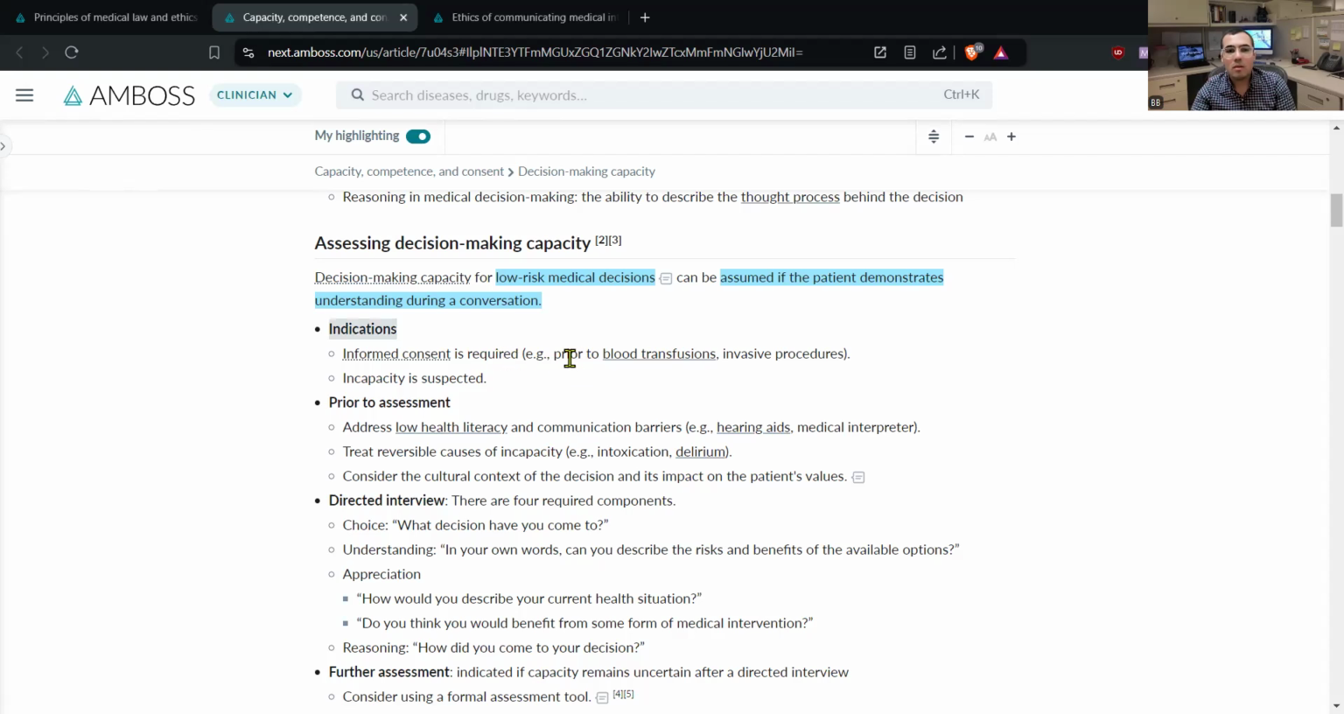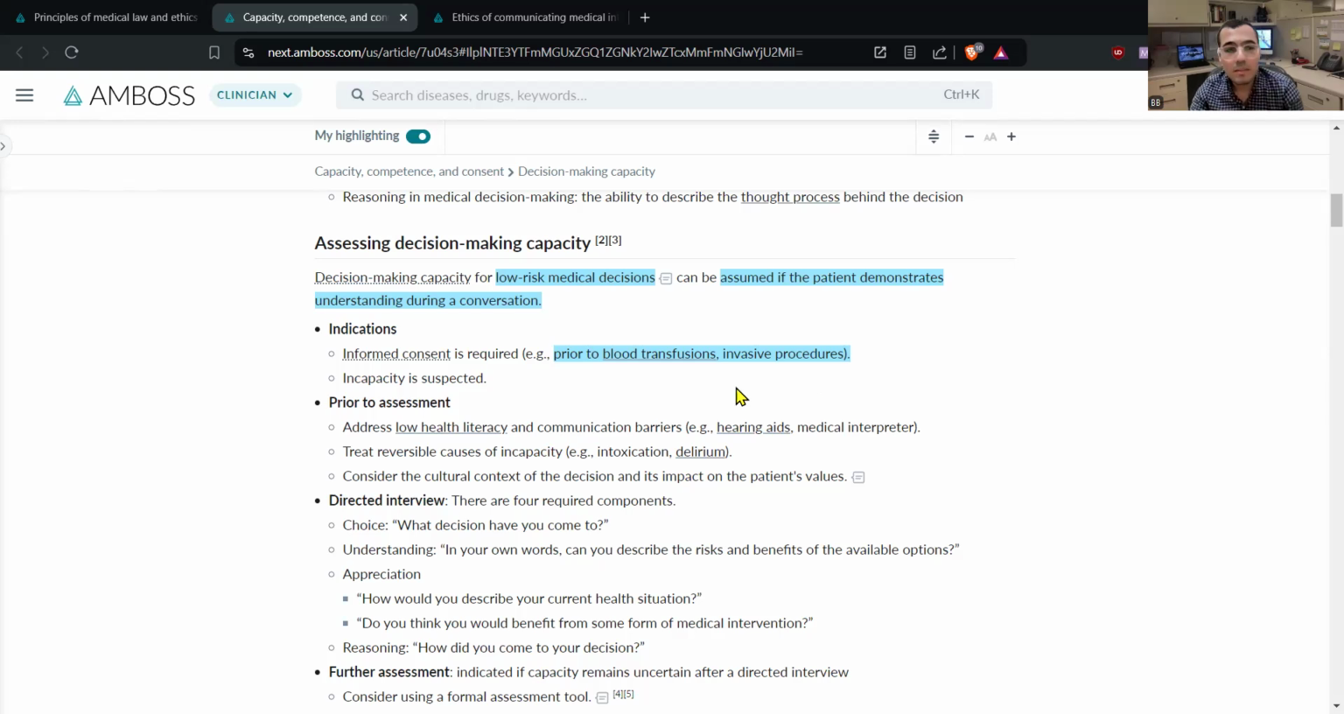Informed consent is required prior to blood transfusion or an invasive procedure, for example if the patient is going to have a hernia repair. So informed consent is a must. Incapacity is always suspected. Like if a patient is a minor but is serving in the military and is having a very invasive procedure, I cannot assume they have the capacity. I need to bring a sheet of paper and tell them everything related to this procedure, what we're going to do, and what the risks are, to make everything clear.